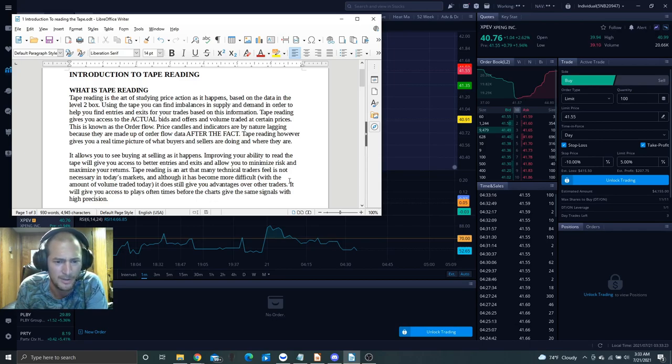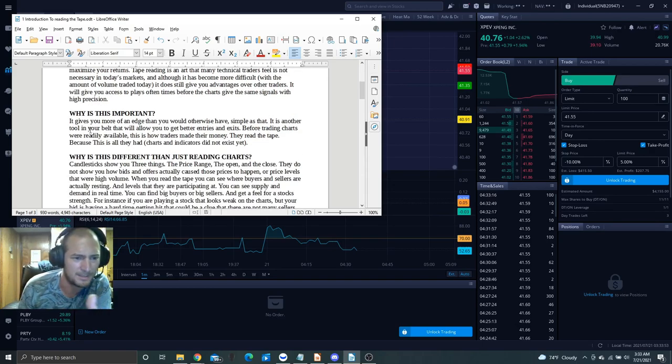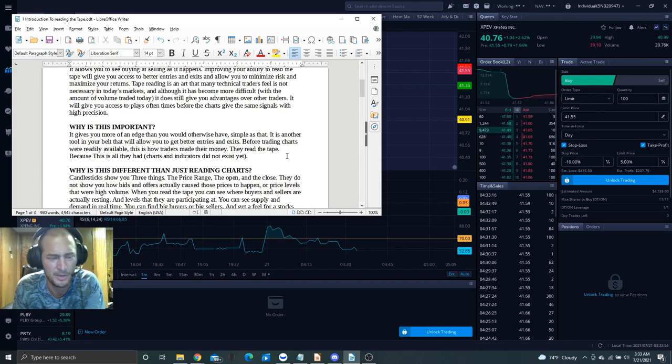Tape reading is an art that many technical traders feel is not necessary in today's markets, and although it has become more difficult just because of the sheer volume that's traded today, it does still give you some advantages that other traders do not have. It will give you access to plays oftentimes before the charts will give you the same signals with the same precision. It's important because it gives you more of an edge than you would otherwise have. It's basically as simple as that. It is another tool in your trading belt that will allow you to get better entries and exits.